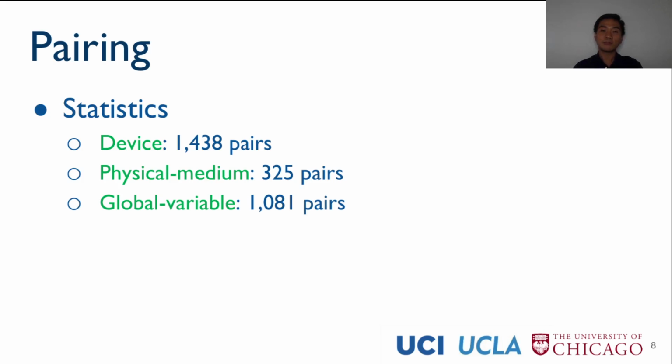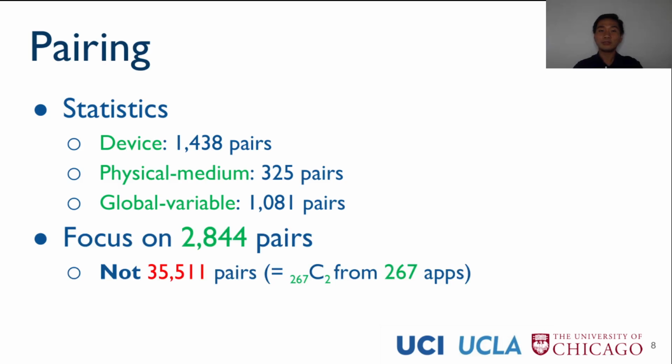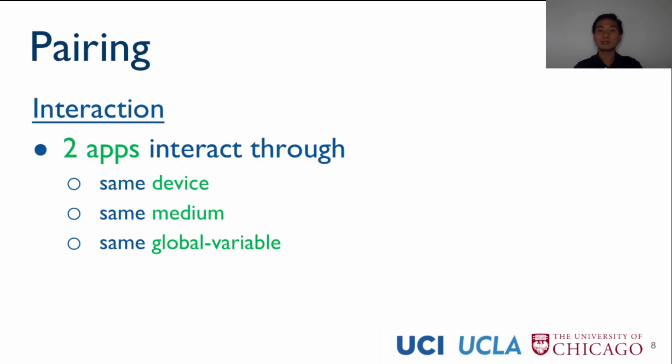It allowed us to focus on a total of only 2,844 pairs of apps instead of blindly forming more than 35,000 pairs from 267 apps in our corpus. Following the three main groups of app pairs, our definition for interaction is that a pair of apps can interact through the same device, same medium, or same global variable.